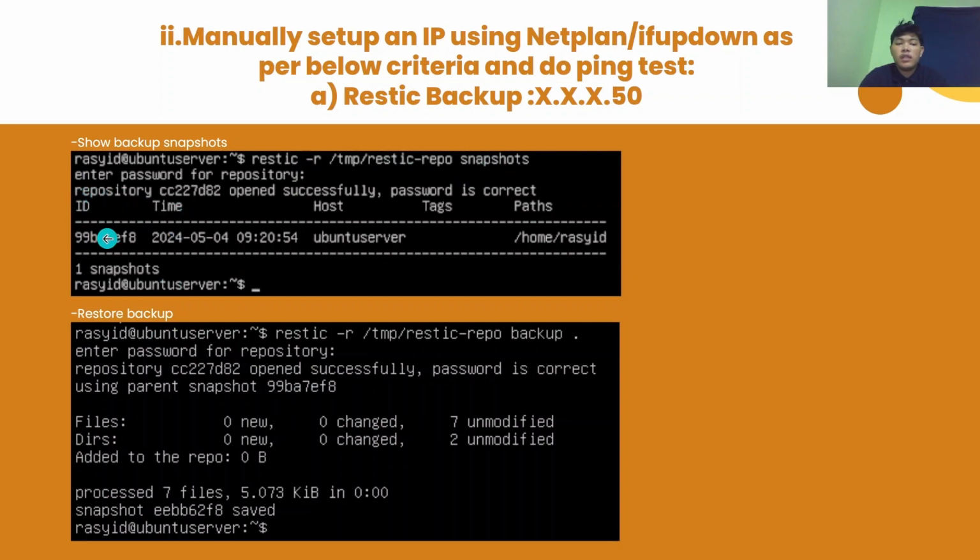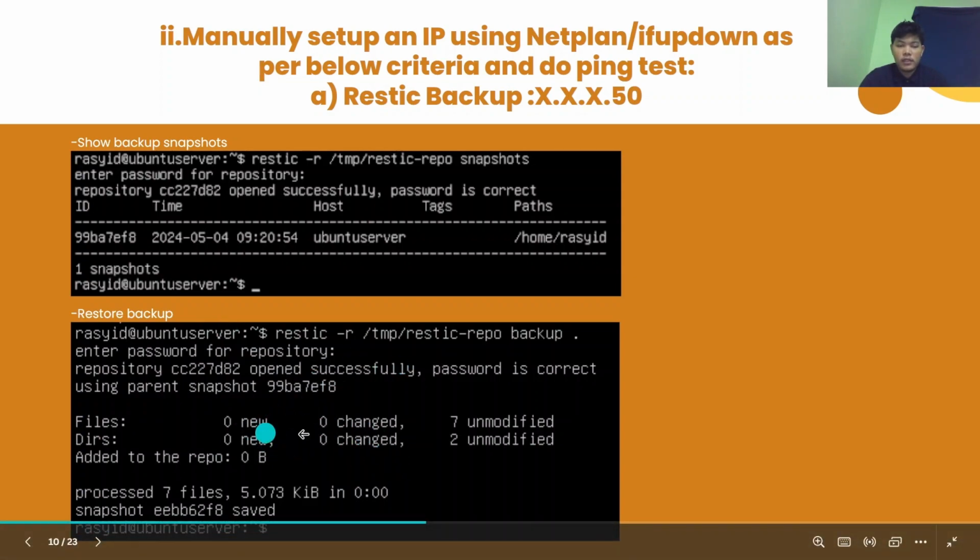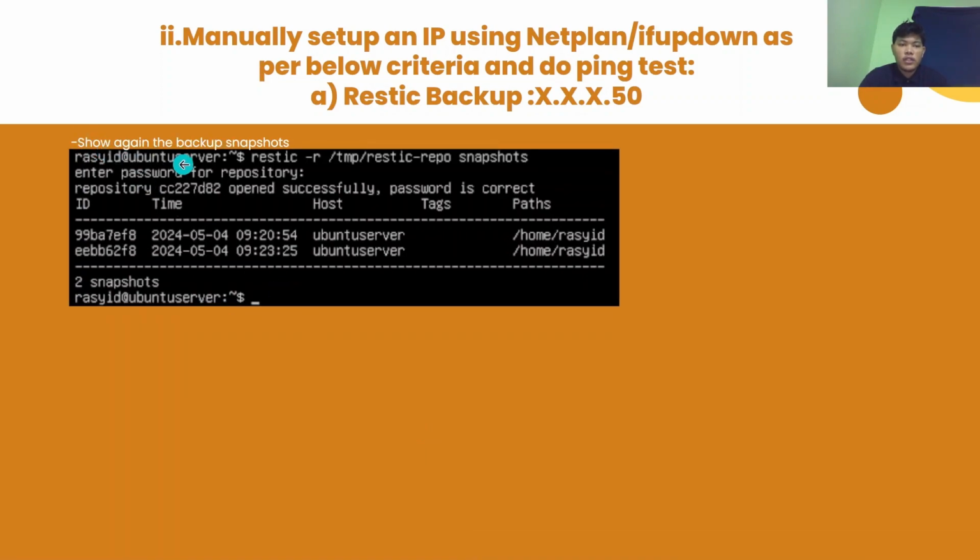After that, we will see the backup we just added, and we restore the backup. The backup is changed, and we show the backup snapshot again. Here, the first time we updated, we will see the time we updated the backup. The first is here, and the second time is different. All the records of when we update the backup will appear here.